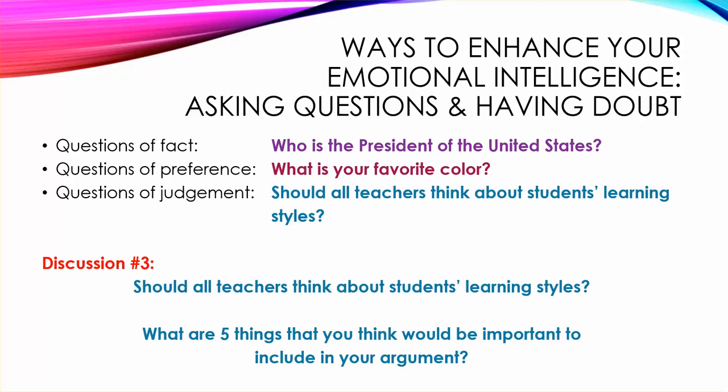So for example, if you think yes, teachers should think about students' learning styles, I want you to list 5 things that you would include in your argument to support that. If you think no, I don't think teachers should think about students' learning styles, then you want to think about 5 things that would be important to include in that argument. Here's the next thing. You have to find another argument that's opposite of yours and respond to it. There's specific directions on the discussion board on D2L. Have fun with it.